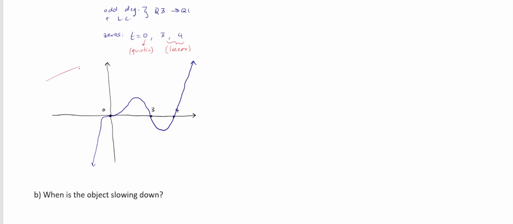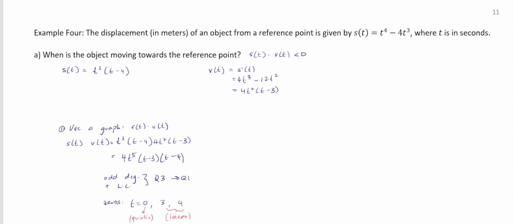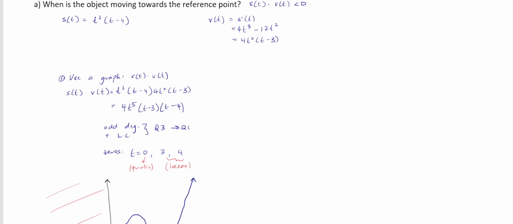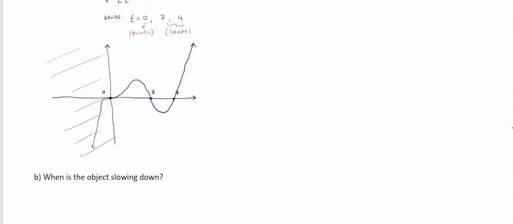Note that I'm not taking into consideration this portion of the graph right there because t cannot be less than 0. But what I need to find is when this function right here, the s at t times v at t function, is less than 0. Well, let's look at this graph. When is the s at t, v at t function less than 0? Well, between 3 and 4.